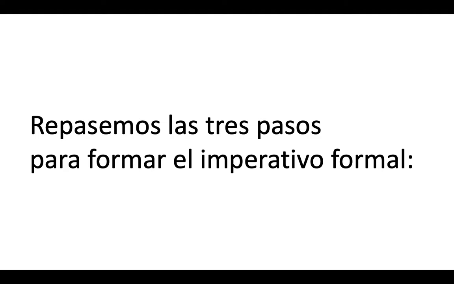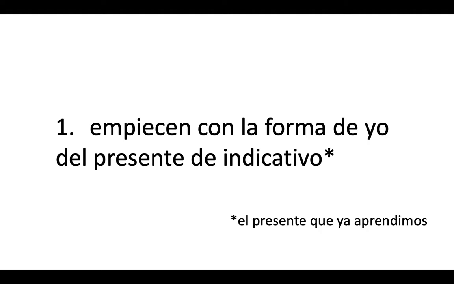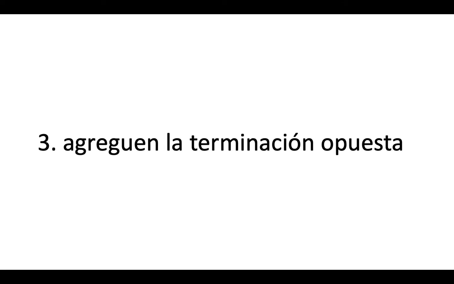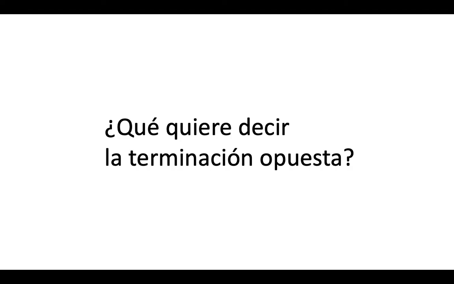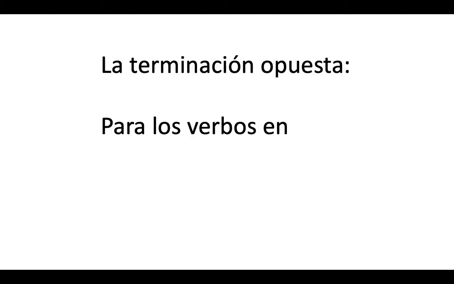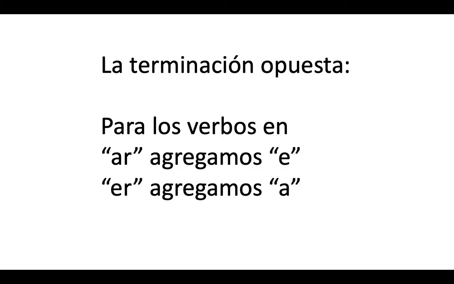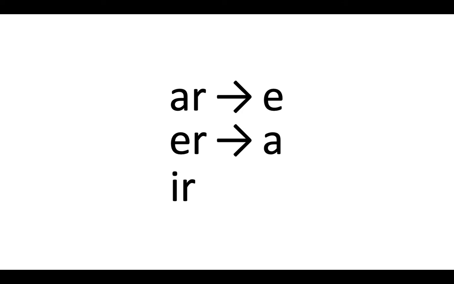Repasemos los tres pasos para formar el imperativo formal. Empiecen con la forma de yo de presente de indicativo. Quiten la O, agreguen la terminación opuesta. ¿Qué quiere decir la terminación opuesta? Para verbos en AR agregamos E, para verbos en ER agregamos A, y para verbos en IR agregamos A. So for AR verbs, for usted commands, we add an E. For ER verbs, we add an A. And for IR verbs, we add an A. Note those two endings are the same.